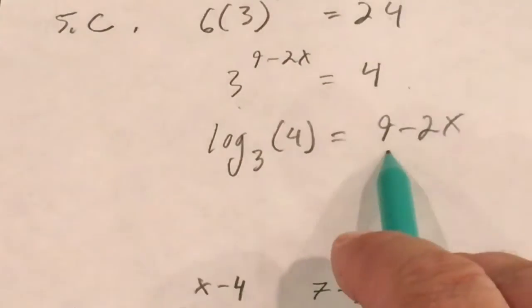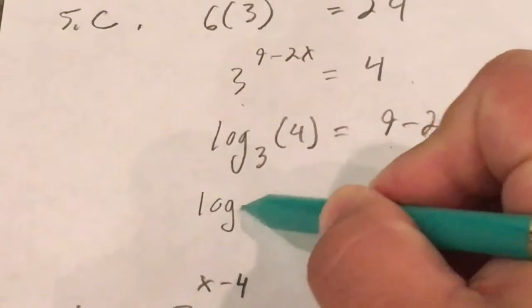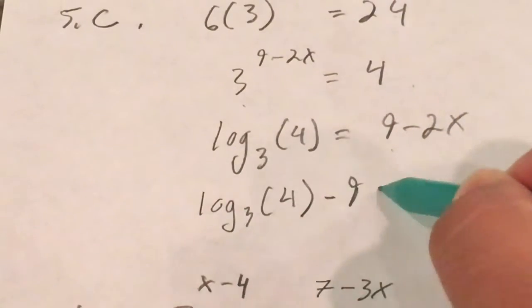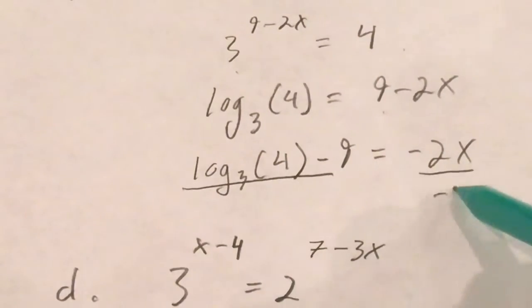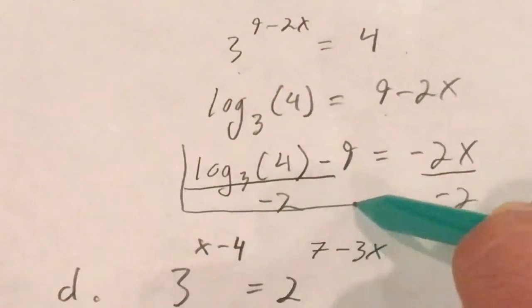I'm going to subtract 9 from both sides. So it's going to give me log base 3 of 4 minus 9 equals negative 2x. So now I'm going to divide both sides by negative 2. And that is my final answer in exact form.